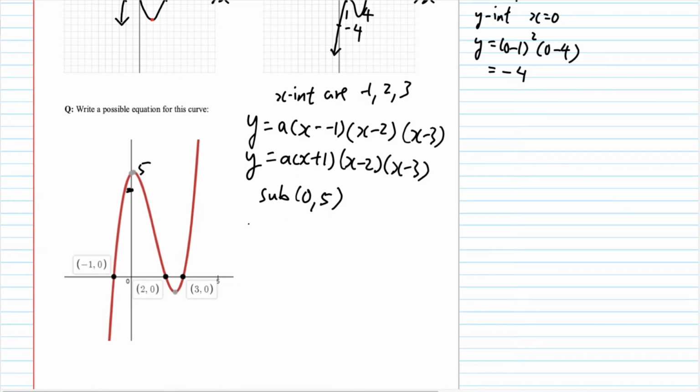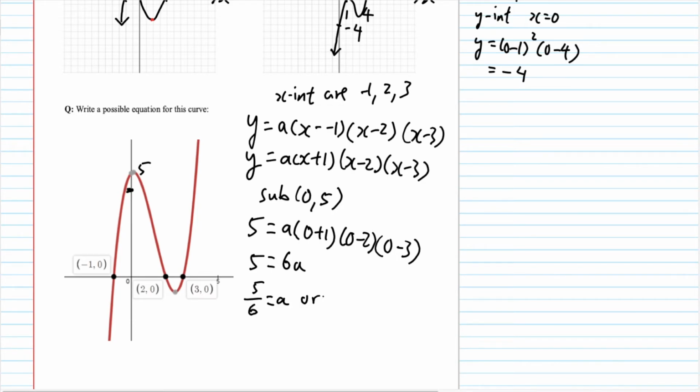So then we have 5 is equal to a, 0 plus 1, 0 minus 2, and 0 minus 3. So then 5 is equal to, this becomes 1 times minus 2 times minus 3. So that becomes 6, right? So 6 times a is 6a. So then 5 on 6 is equal to a. Or you can write a equals to 5 on 6. Right? So once we figure out the 5 on 6 for a, we can substitute a back into the equation.